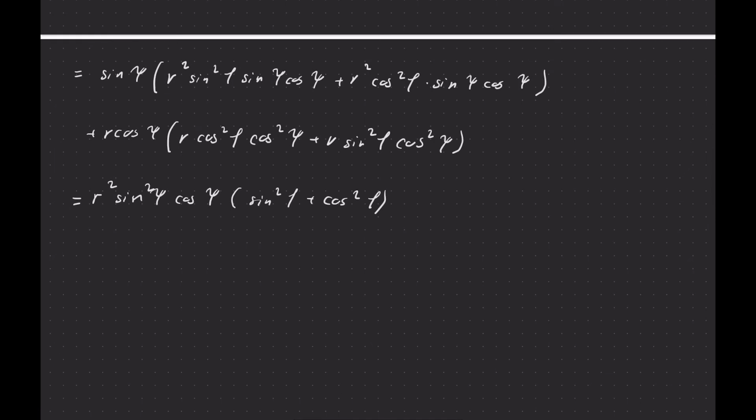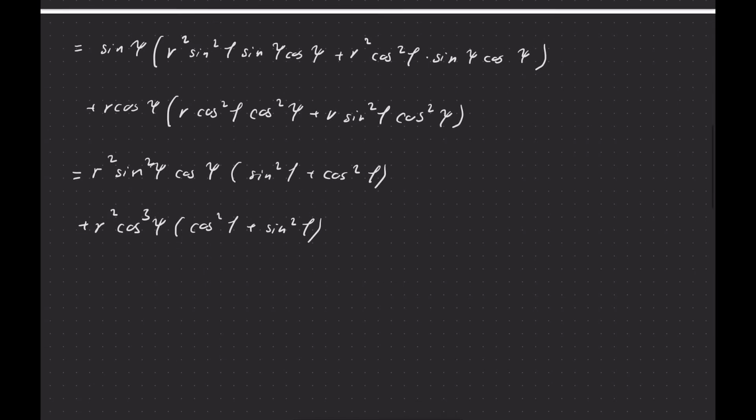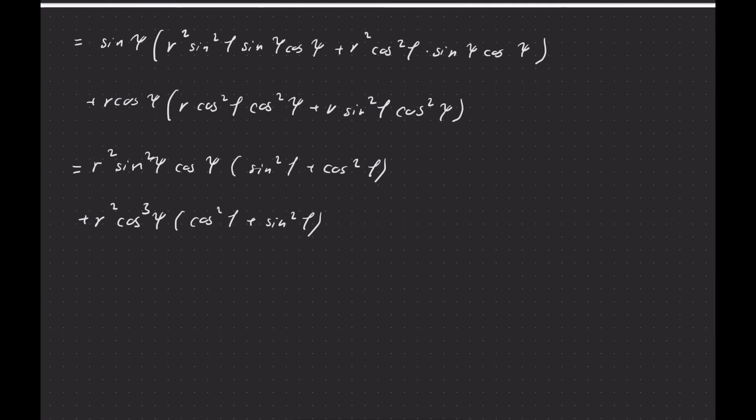And for the second part, we have this cosine squared of psi, and we have a radius r that we can take out. So we have r squared cosine psi to the third. And again, what remains is cosine squared phi plus sine squared phi. This is 1, and this is 1.